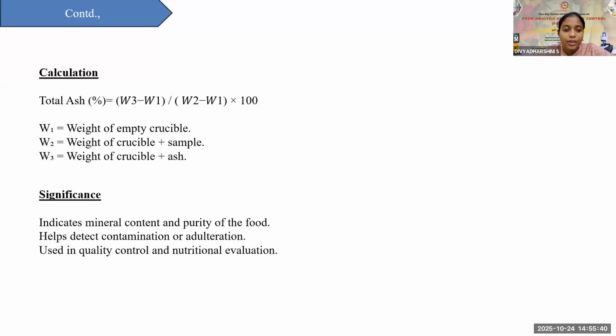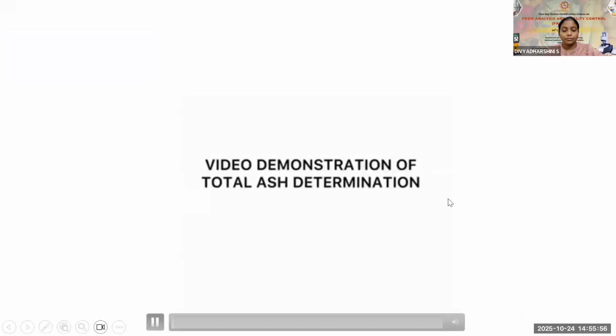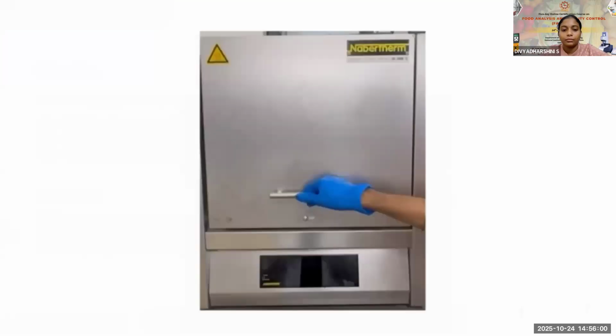So moving to the video demonstration, this is a Germany imported muffle furnace. There is a pre-chair already attached inside the equipment, so that accessibility is there. I will be showing that advanced muffle furnace. Okay. Now we are seeing the video demonstration for total ash determination, starting with the instrumental setup.